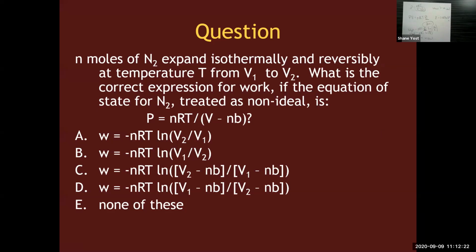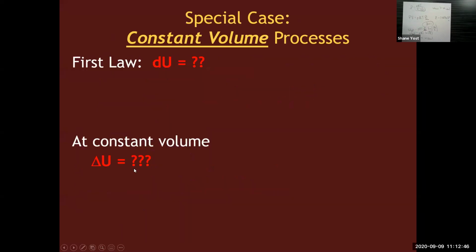So we have n moles. Actually, I think we've already done this one. We have this equation of state that I just had written out, and talked about what is the work done. Yeah, we did this before. C here, minus nRT ln of V2 minus nb over V1 minus nb. Let's skip it. We've done that.